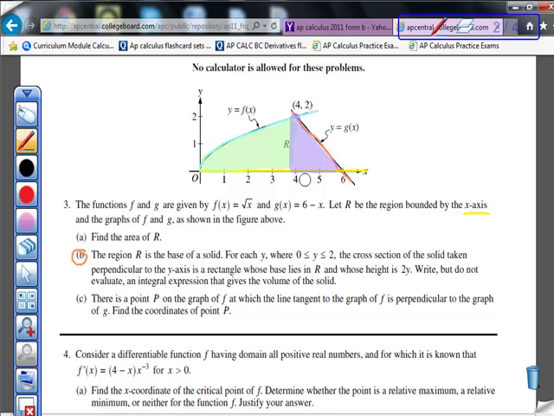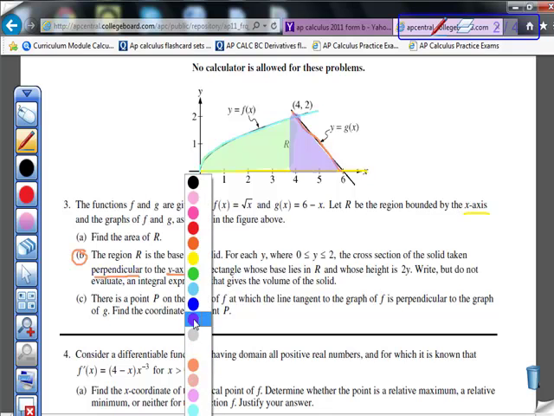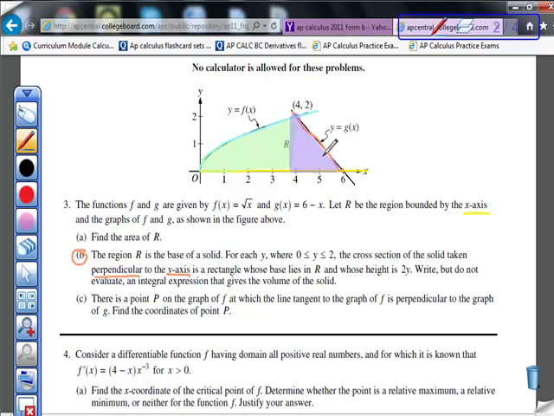What they're suggesting to us here is really, really important. It says the region R is the base of a solid, for each y where y is greater than 0, less than 2. The cross-section of the solid is taken perpendicular to the y-axis. So perpendicular to the y-axis means this. We're going to be making these rectangular bases, these rectangles.